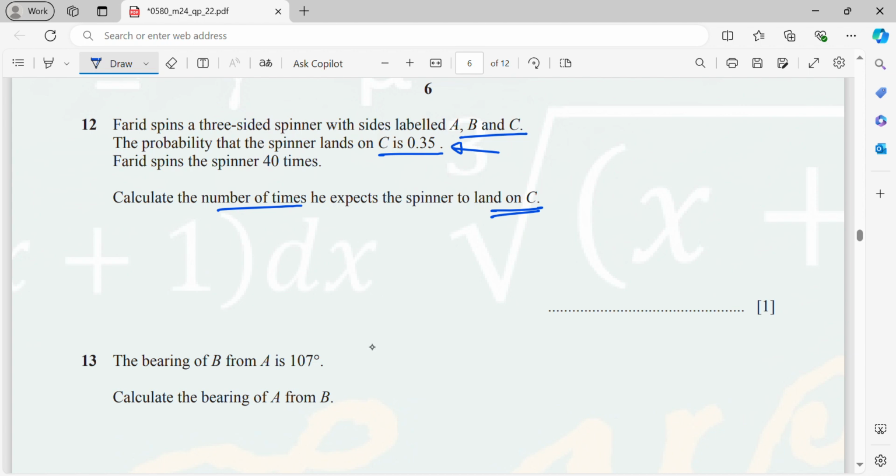So when one time, the probability of landing on C is 0.35. And now he spins 40 times. So I will expect 40 times 0.35. That will be the number of times the spinner lands on C. So then you will be getting 14. So it means that out of 40 times, the spinner will land on C for 14 times.